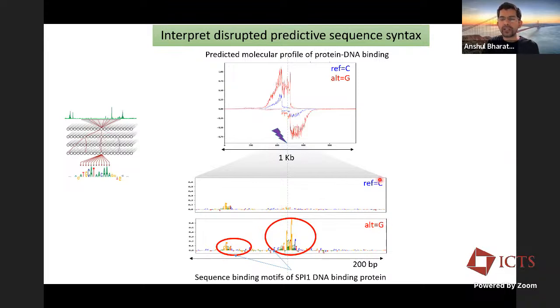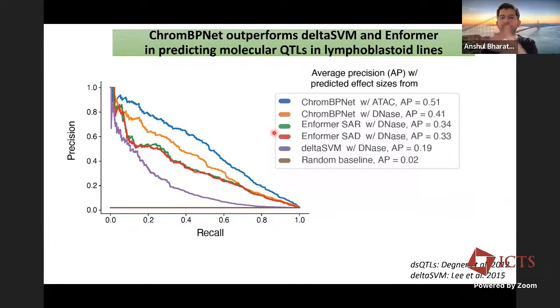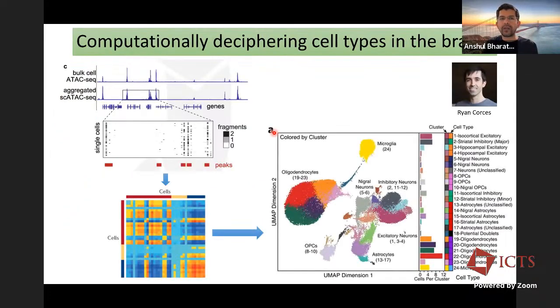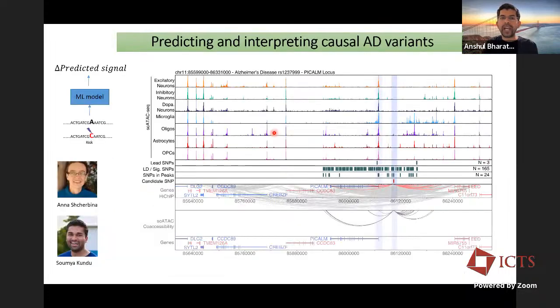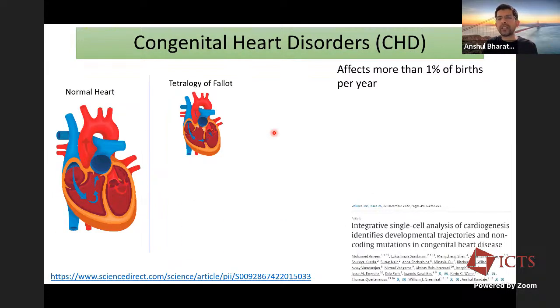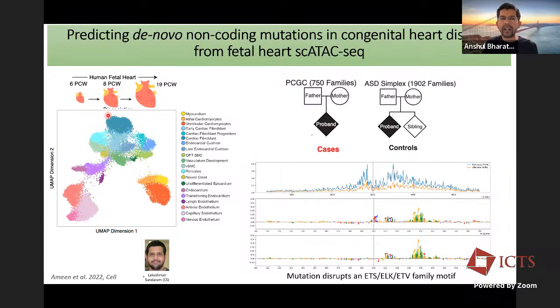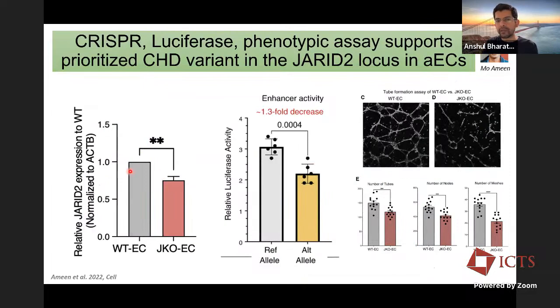The C to G transition creates this beautiful, strong motif that drives binding or accessibility. Anyway, we have some cool results in the papers. We applied it to Alzheimer's disease in a Nature Genetics paper. We've applied it also to rare diseases, so congenital heart disease, using single cell ATAC-seq data from fetal hearts. We have some really cool validation of one of the predictions in a real patient, from a real patient's genome.